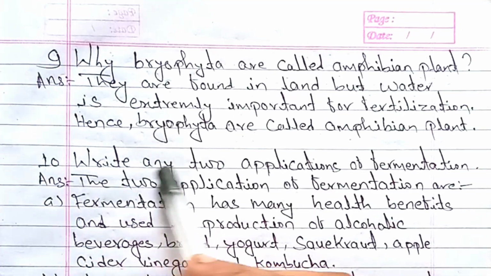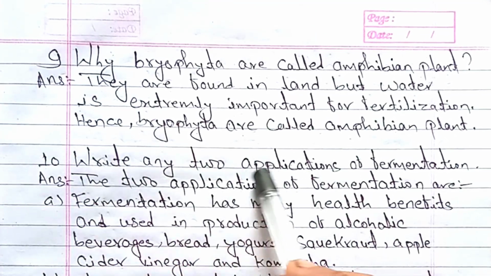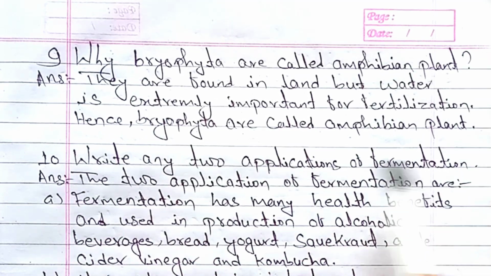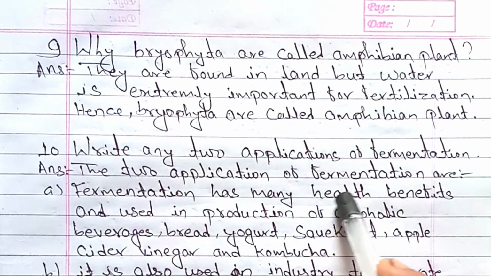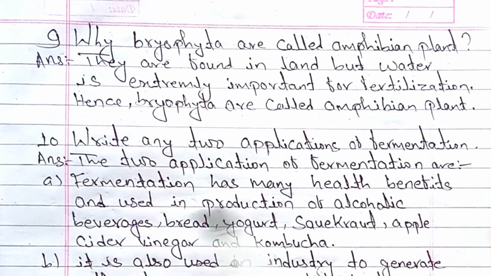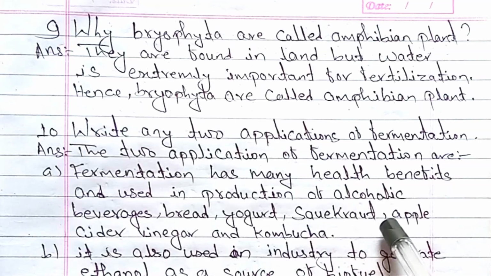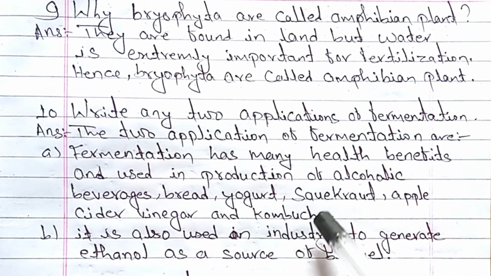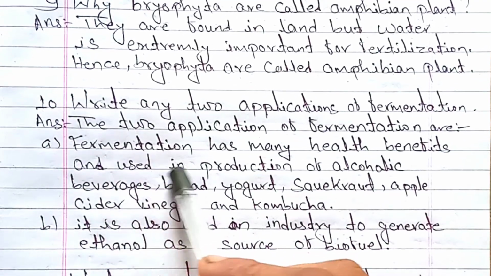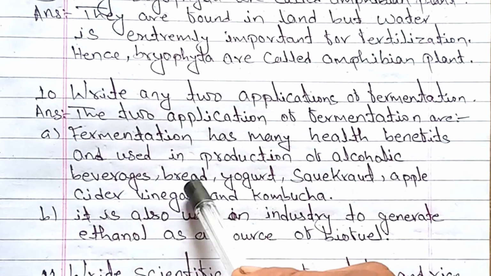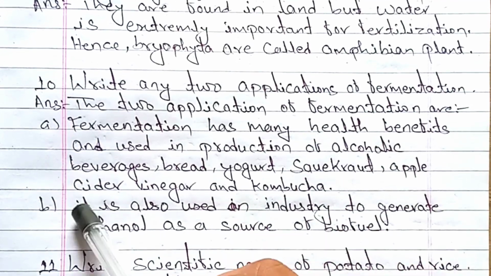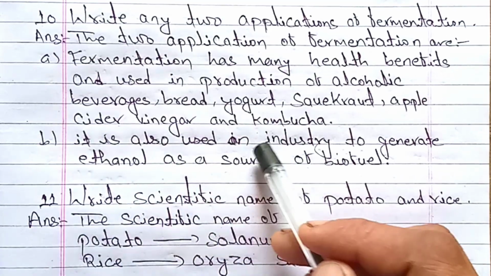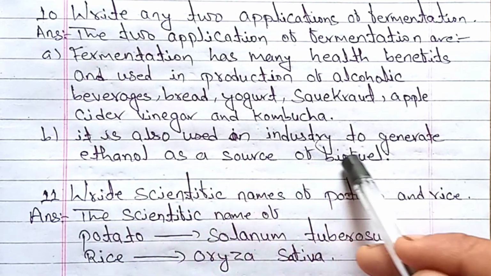Question number 10. Write any 2 applications of fermentation. So answer, the 2 applications of fermentation are: point A, fermentation has many health benefits and is used in production of alcoholic beverage, bread, yogurt, sauerkraut, apple cider vinegar and kombucha. Point B, it is also used in industry to generate ethanol as a source of biofuel.